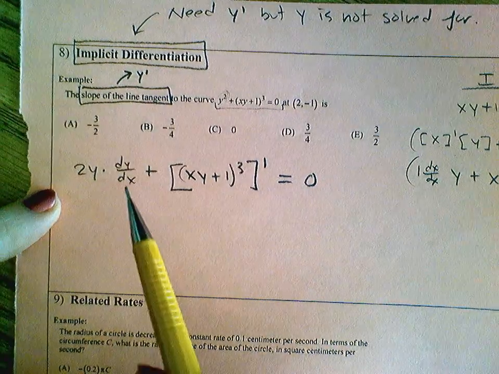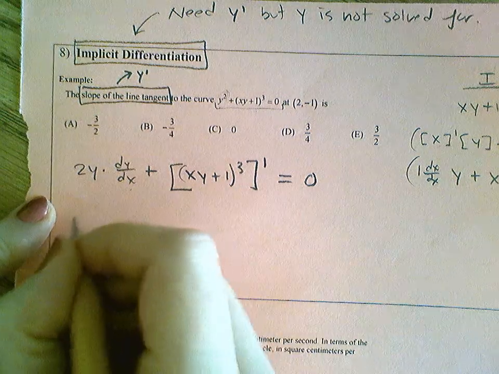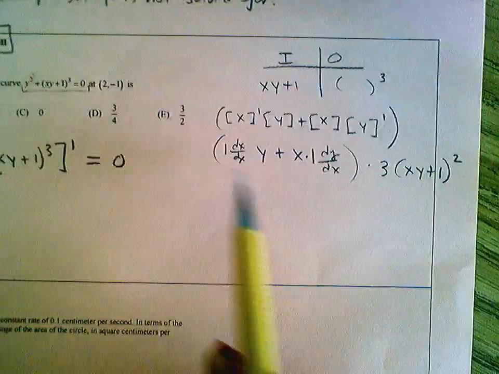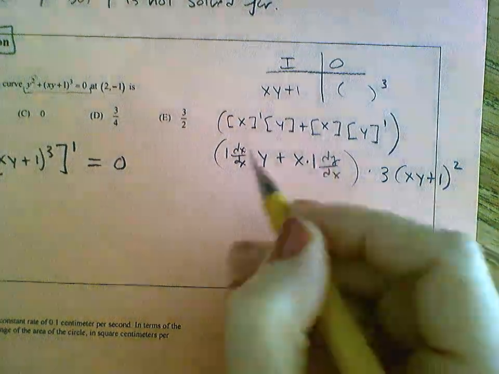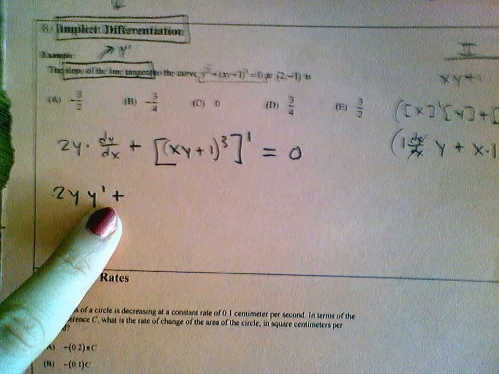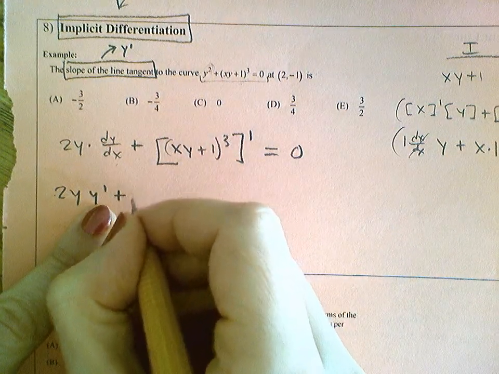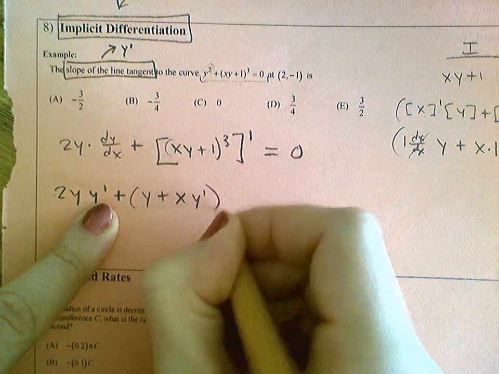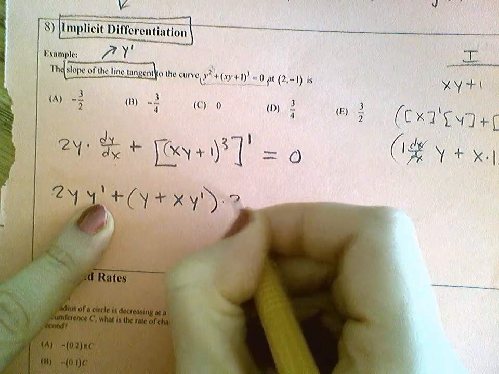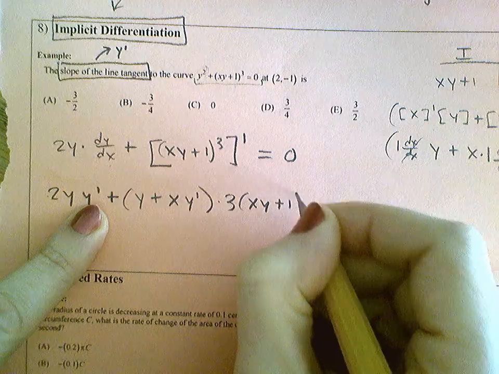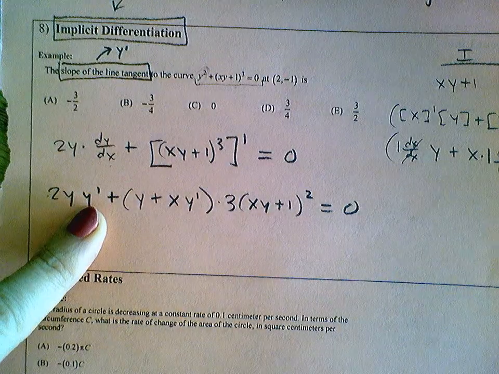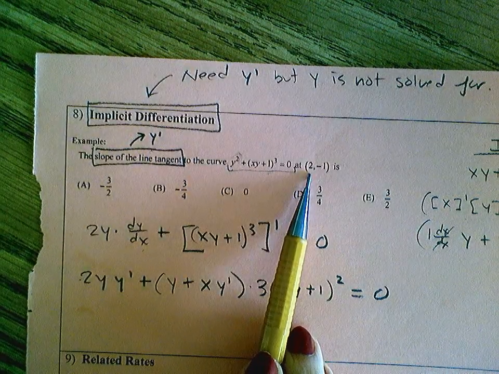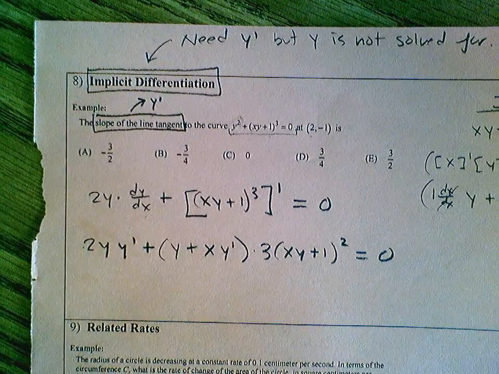Now, in the next line, every dy/dx, I'm going to replace with y prime. So this is 2y y prime plus this thing. dx is just 1, by the way. So that's just plus y plus x y prime times 3(xy plus 1) squared equals 0. Now, they want y prime at this point. If you try to solve for y prime now, that's going to be a mess.